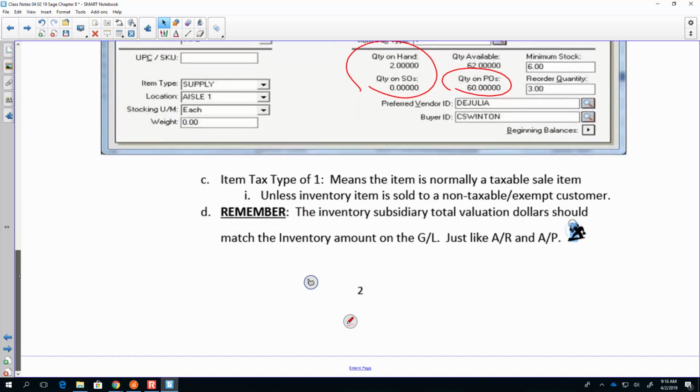Okay, and then finally I make a note. The history tab. Like with accounts receivable, like with accounts payable, inventory has a control account, right? It's called inventory.